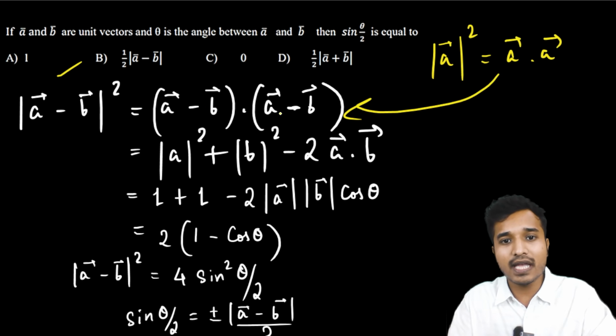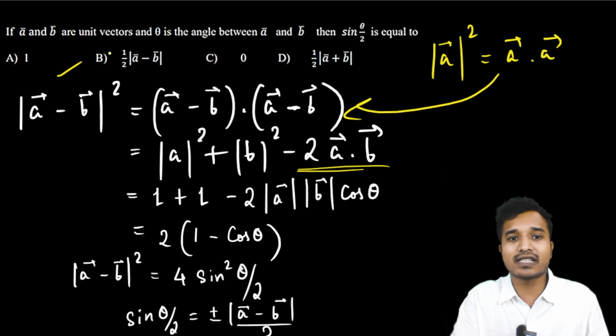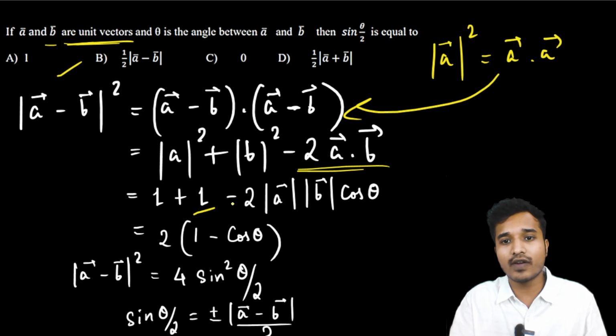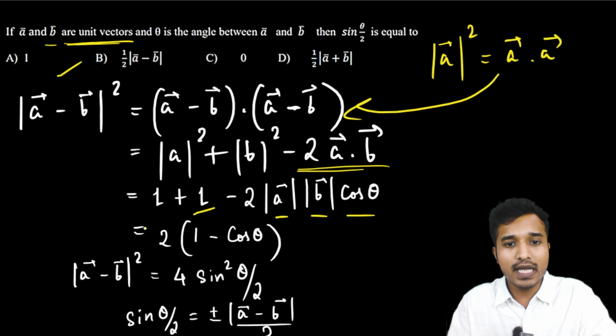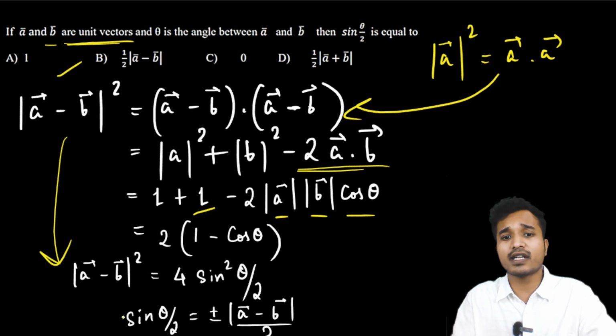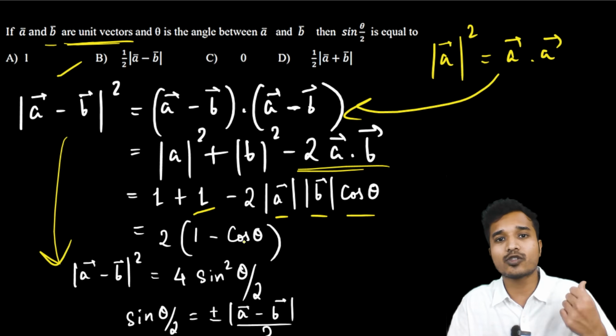Now if we multiply this out, this becomes modulus of A square, magnitude of A squared, plus magnitude of B squared, and then minus A.B and minus B.A will sum up to minus 2 A dot B. Now magnitude of A is given as 1 because it is a unit vector, so this becomes 1. Similarly B squared will also become 1, and A dot B, the dot product, can be written as magnitude of A into magnitude of B into cos theta. Now if we take 2 common inside, we will get 1 minus cos theta. Using trigonometry, 1 minus cos theta can be written as 2 sin squared theta by 2.